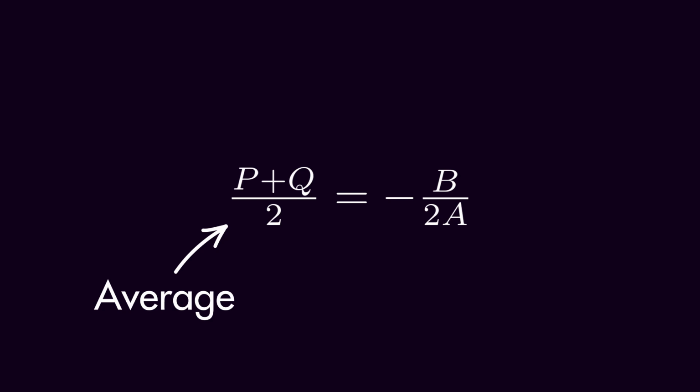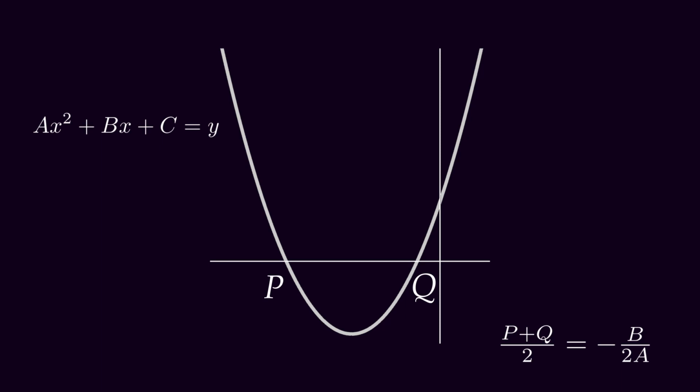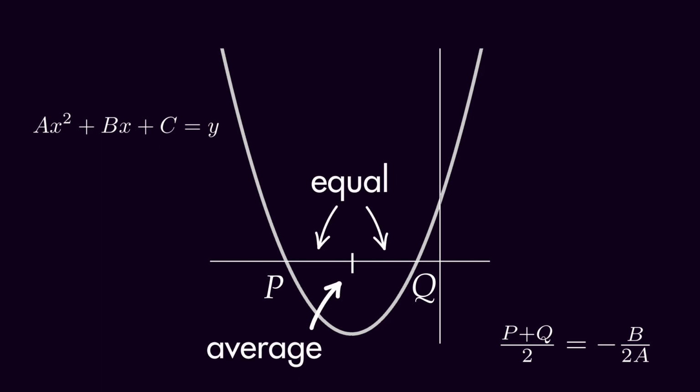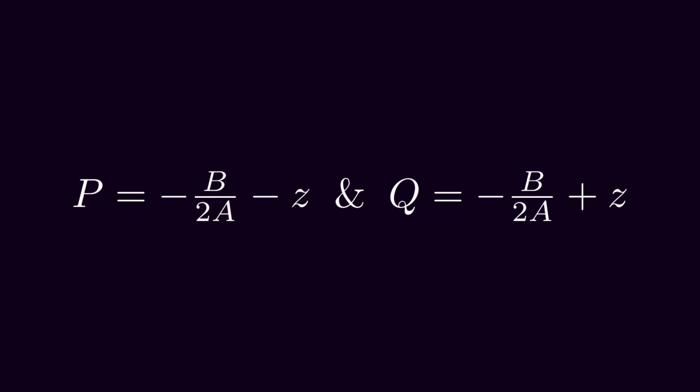And so now here's where you should put on your thinking cap or get ready to pause it and think about what I'm just about to say. But the insight is that if two numbers average out to be some value, then they must both be the same distance from that value. Or if we want to say it a little more formally, if the average of p and q is negative b divided by 2a, then there must be some number z such that both p and q are z away from negative b divided by 2a.